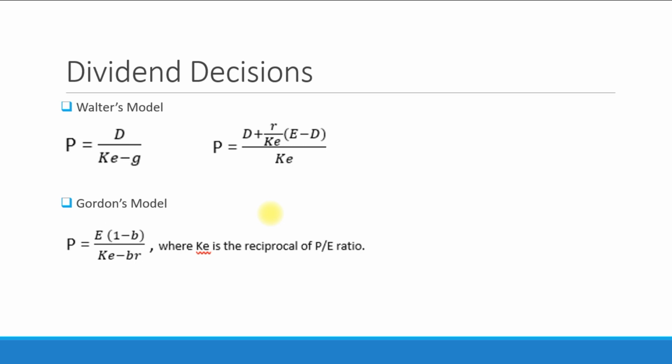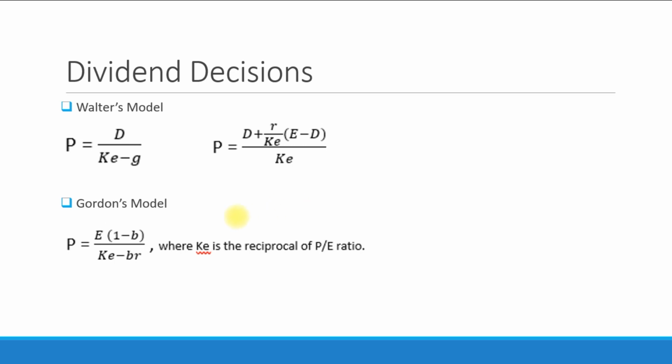On the other hand, if R is less than K, that is, if the investments or the rate of return is less than the cost of capital, then shareholders earn a hefty sum by investing outside, and hence the market price of its shares may increase.